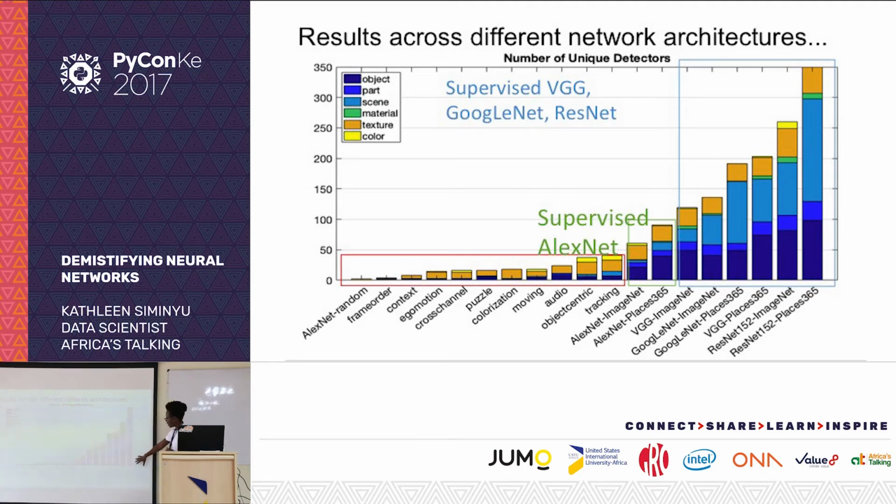But then when you get now to the really deep architectures, they are like through the roof. For example, ResNet, which has over 100 layers, and then trained on this Places dataset, it blows through everything. It learns almost everything theoretically. So yeah, the deeper you go, ideally the more your network is learning.